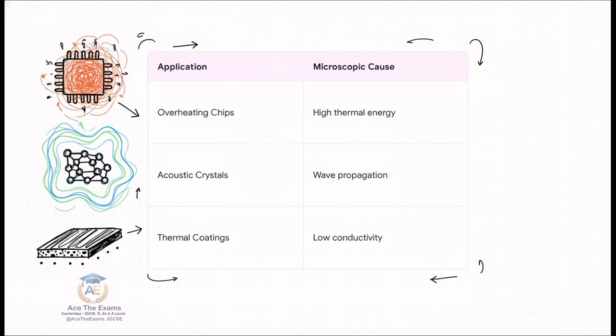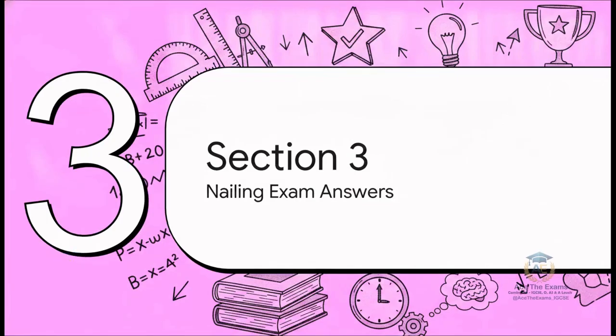Or, if you're designing acoustic crystals for advanced medical imaging, you are directly manipulating energy wave propagation right through the lattice. Working on aerospace thermal coatings for jet engines, you're specifically engineering materials that rely on low thermal conductivity by restricting how those atoms can vibrate. This matters immensely because these tiny atomic movements dictate exactly how quickly a multi-million-dollar device warms up or cools down in the real world. Which brings us to Section 3, nailing the exam answer.